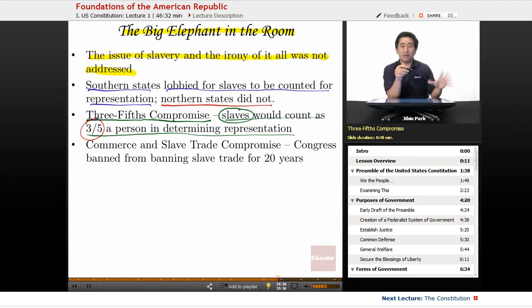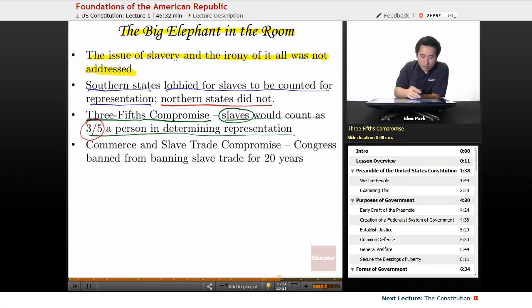Were the Southerners happy? I mean, they were probably 3/5 happy. Were the Northerners happy? They were probably 2/5 happy. So it was a compromise that basically sowed the seeds for a future civil war, but that's for a different lecture.